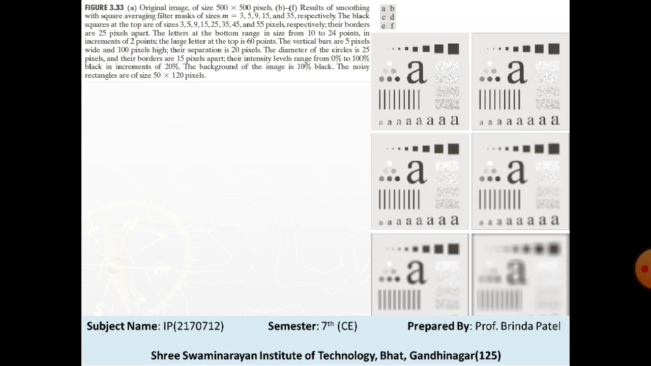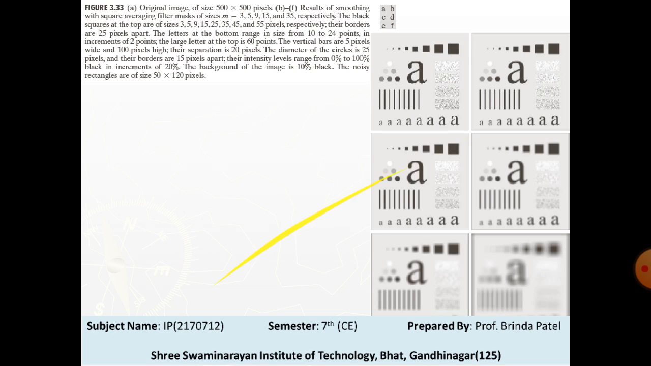So the principal features of these results are as follows. For m equal to 3, we note a general slight blurring throughout the entire image, but as expected, details that are of approximately the same size as the filter mask are affected more. For example, the 3 cross 3 and 5 cross 5 black squares in the image, the small letter a and the fine grained noise show significant blurring when compared to the rest of the image, so that the noise is less pronounced and the jagged borders of the characters were precisely smoothed.